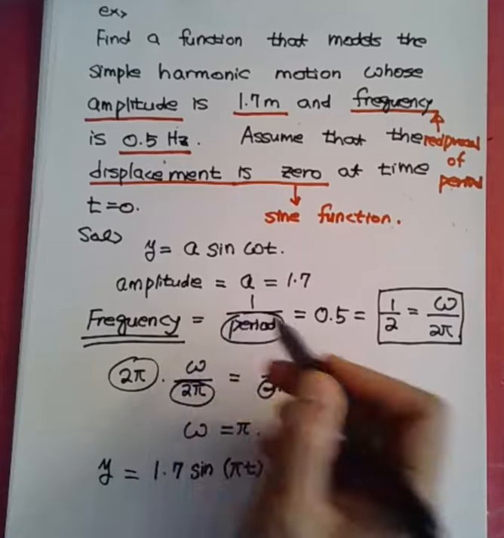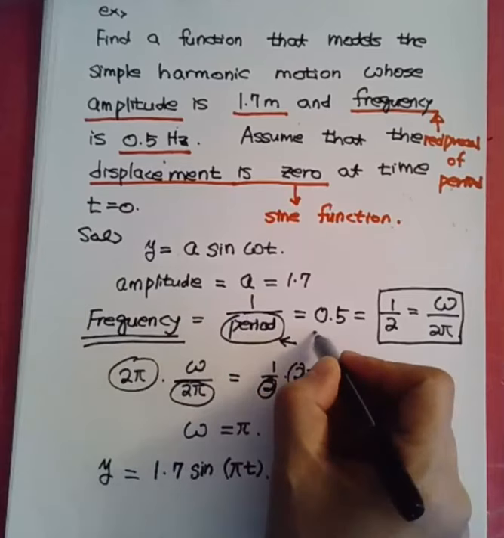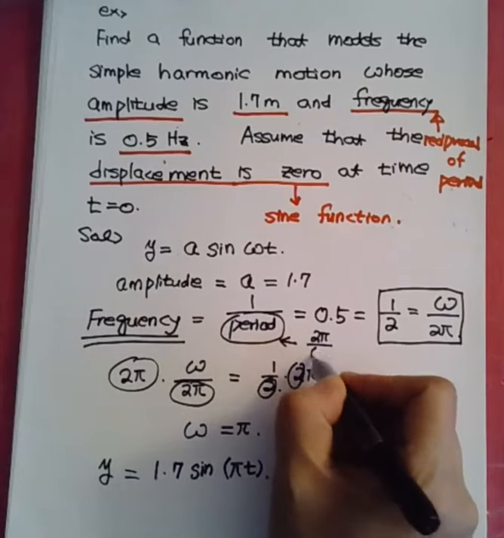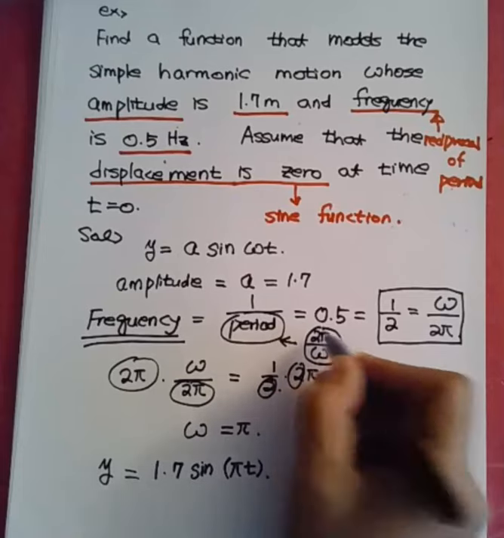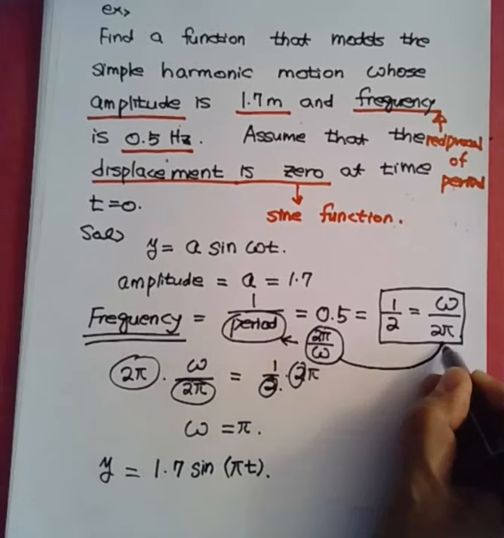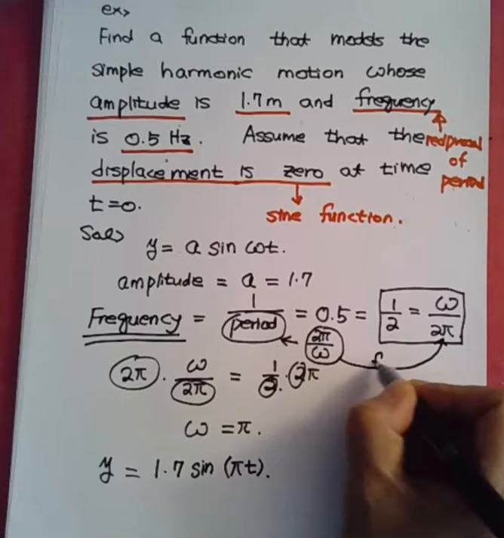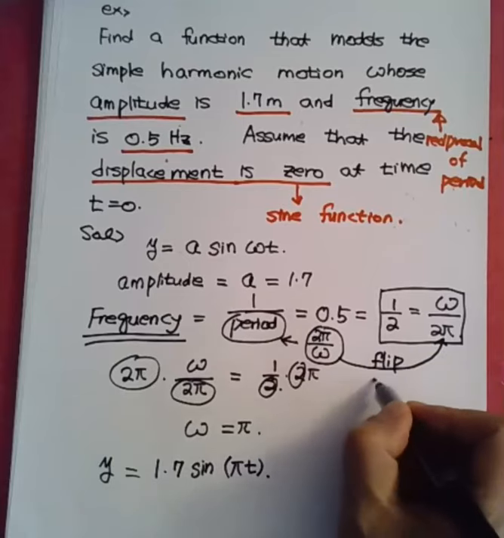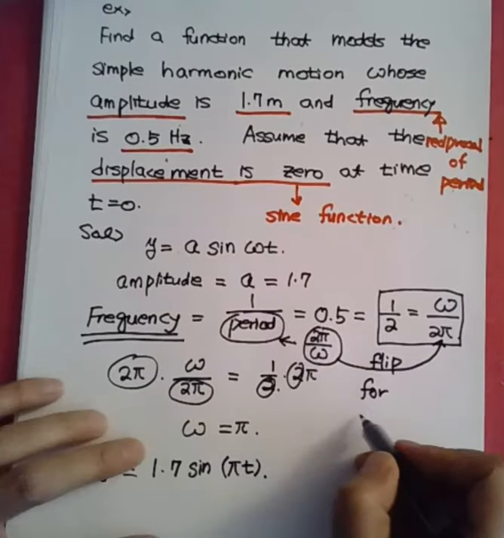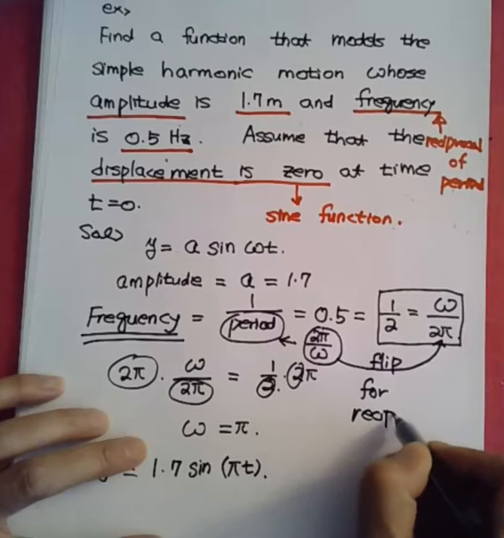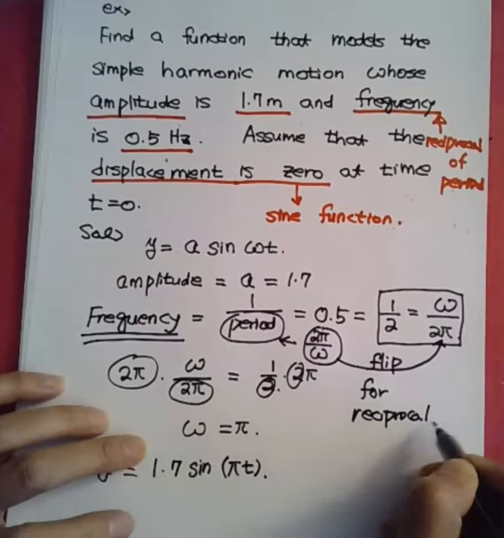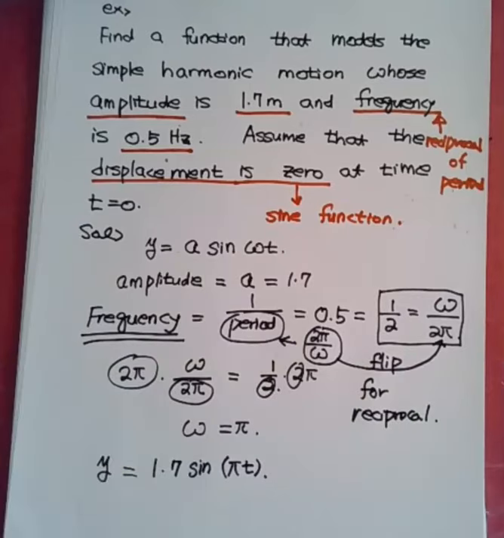Here the period was 2 pi over omega, and then we flipped it for reciprocal. If I add some more explanation, that's it for harmonic motion.